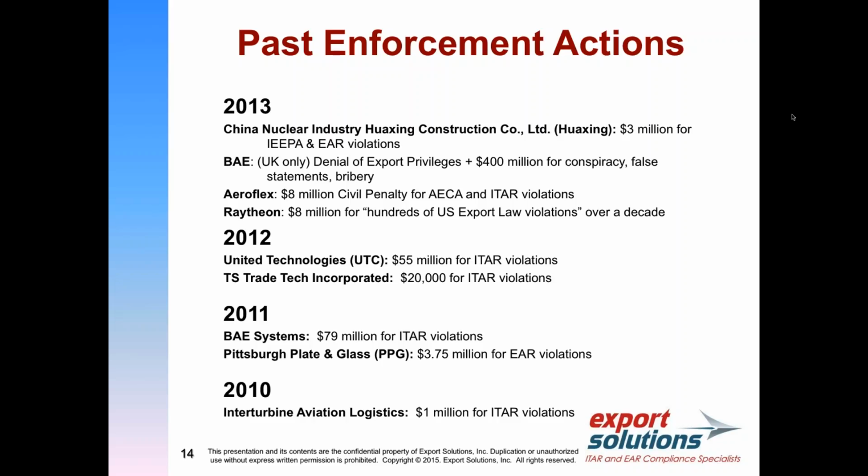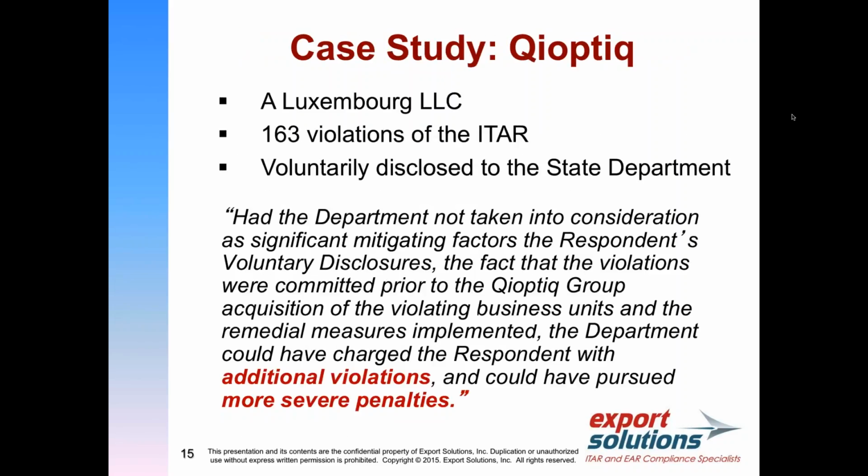2011, there's BAE Systems again. That was in the U.S., $79 million for ITAR violations, and it goes on and on. 2010, Interturbine Aviation Logistics, $1 million. They were not a very large company, and $1 million to them is like $100 million to a much larger company. Now, here's a case study.